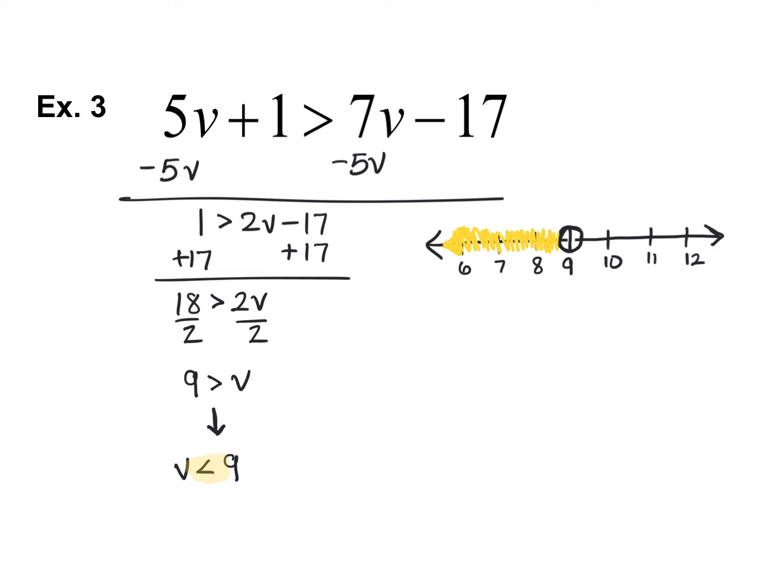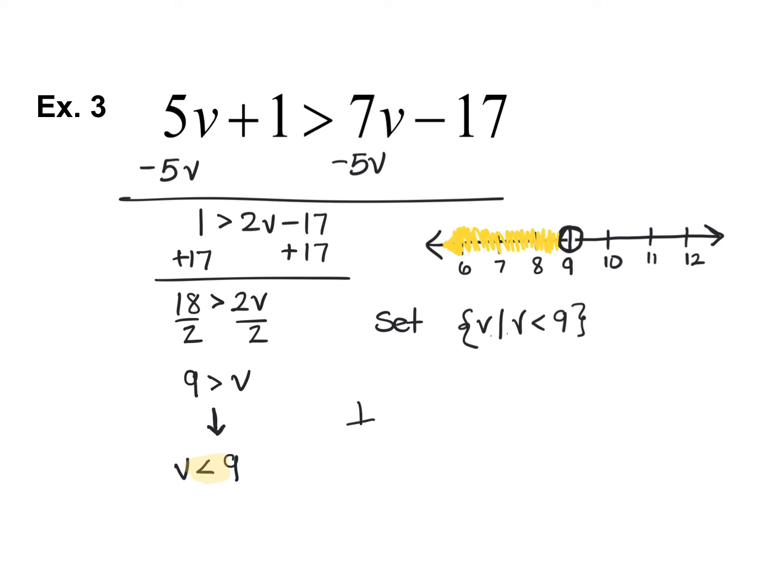Now I'm going to write my set notation. So I have the set of x values where x is less than 9. Actually, in this case, because we're using the variable v, I should be writing the set of v values where v is less than 9. So I do apologize for that. Just used to using x.